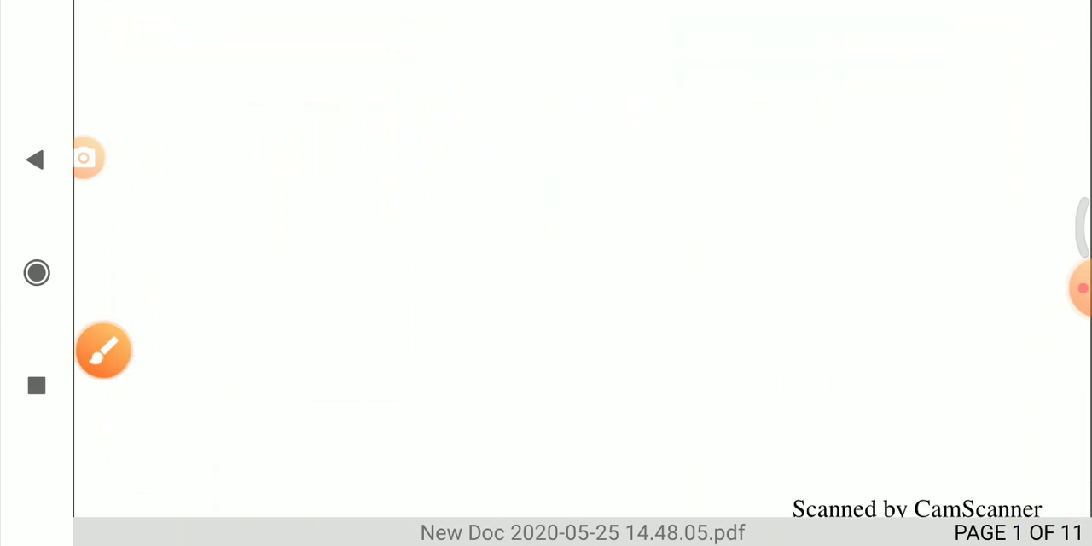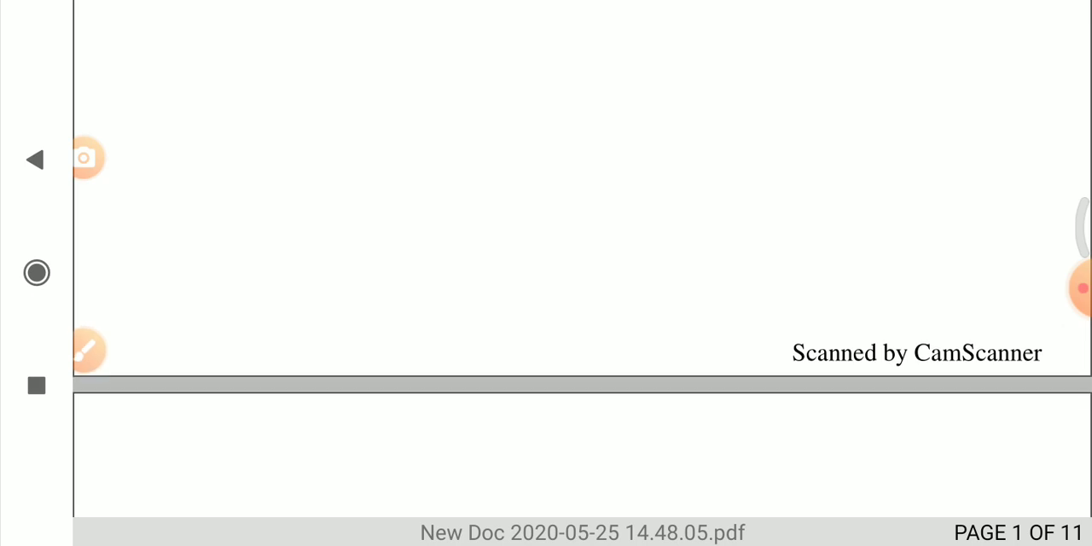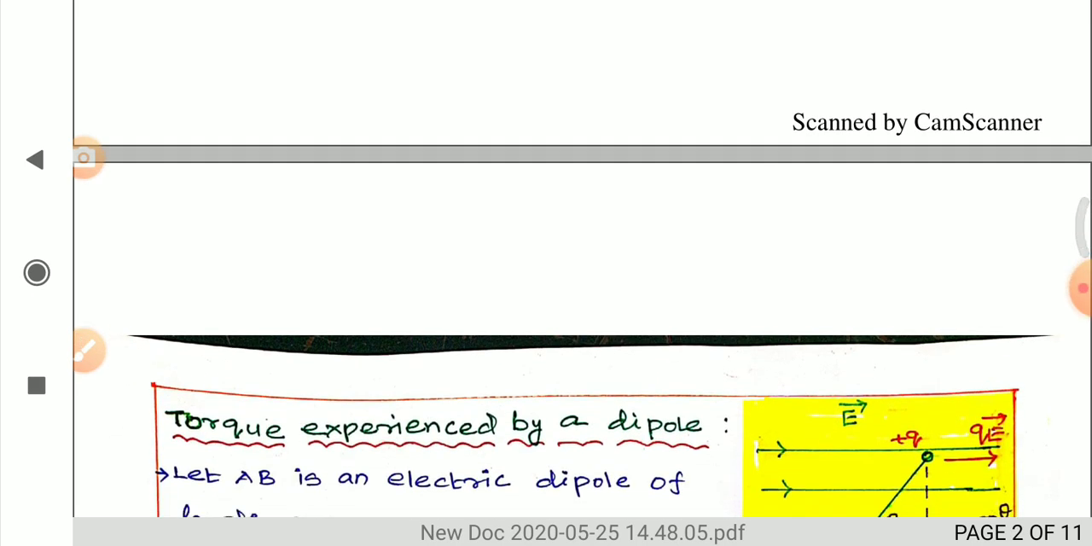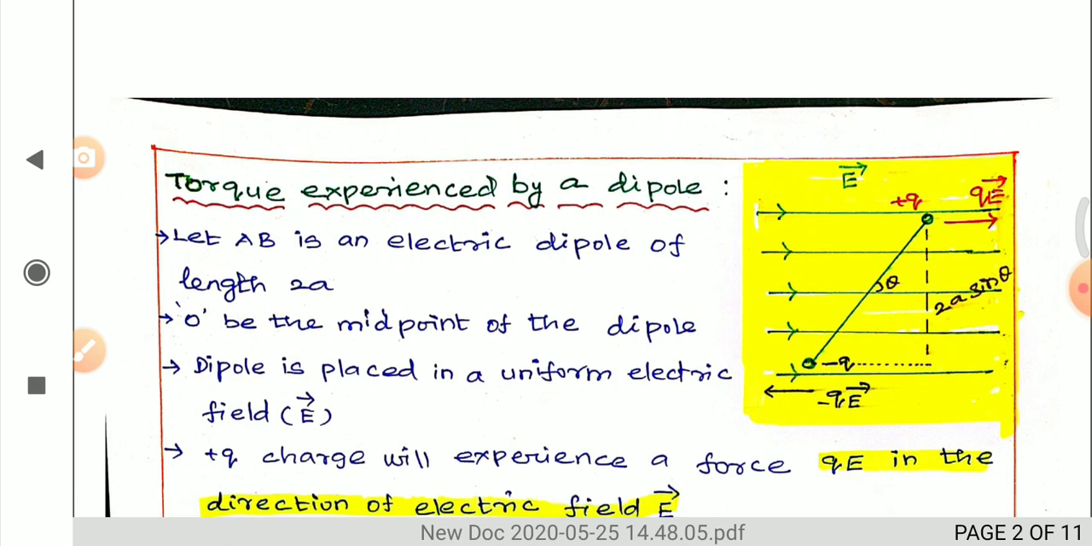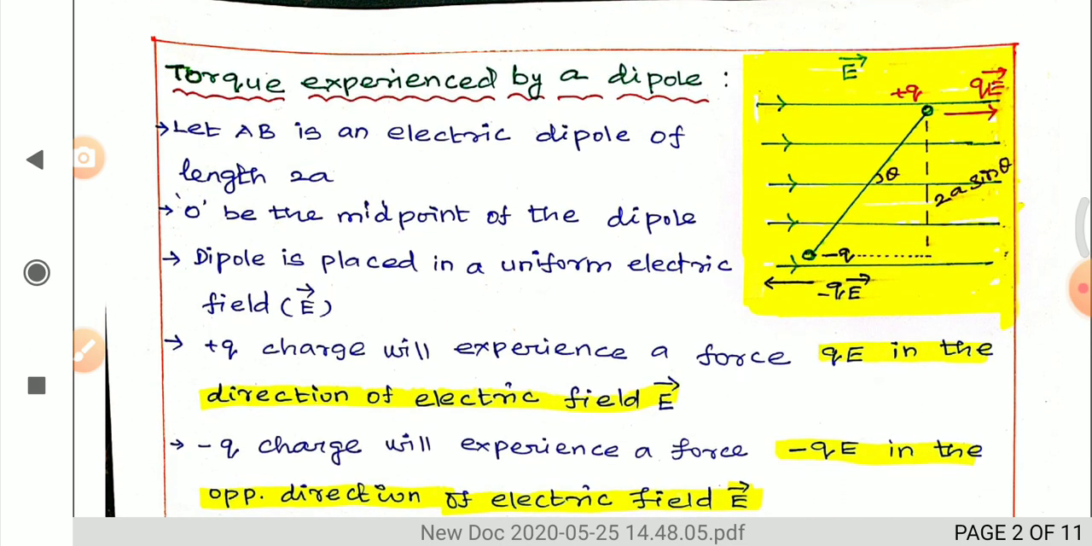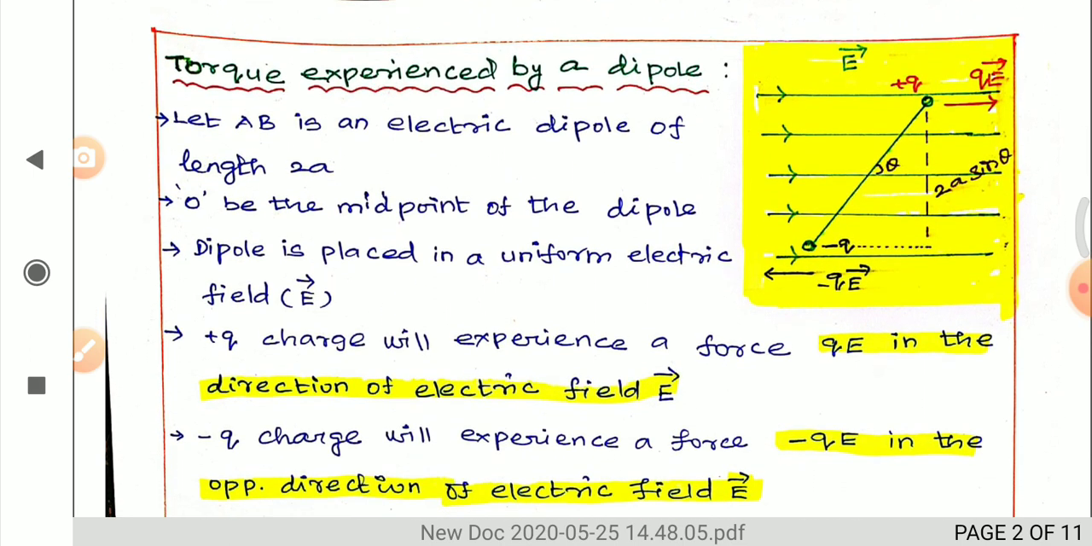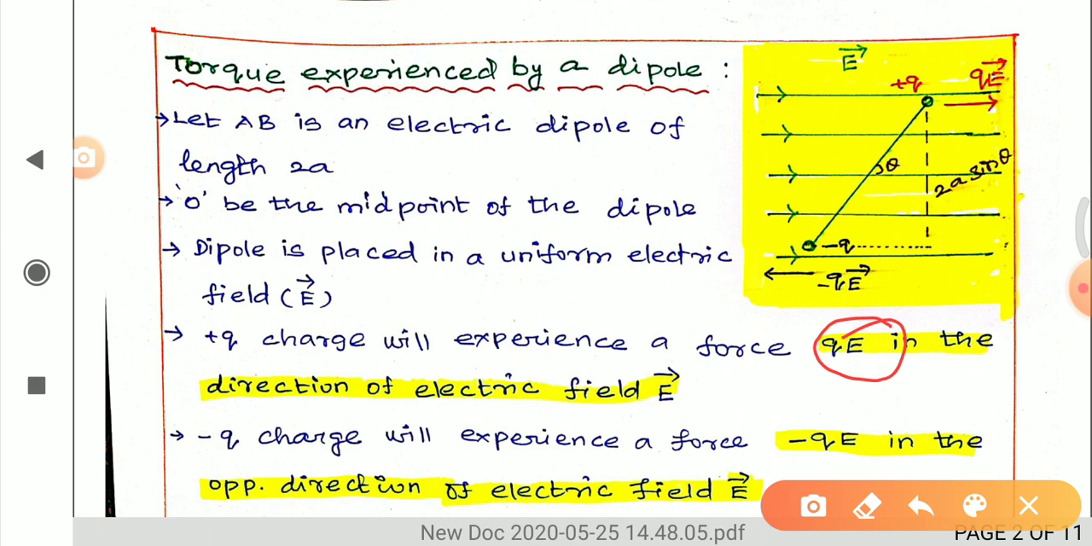Torque experienced by the electric dipole in a uniform electric field. Already we have discussed that if any point charge is placed in a uniform electric field of induction, it will experience a force given by Q into E. In the previous topic it was Q naught into E. What is Q naught? Q naught is nothing but a test charge, and E is the electric field.